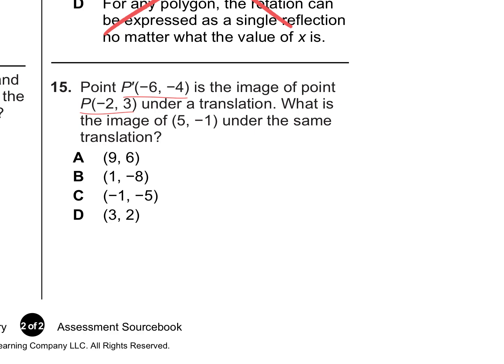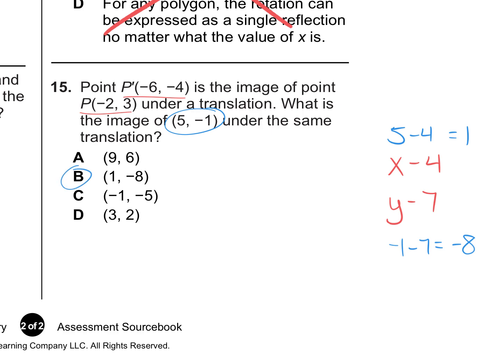How did I get from -2 to -6? X minus 4. How did I get from 3 to -4? Y minus 7. Yep. So then take the coordinate it gave you. What's 5 minus 4? 1. And then we have -1 minus 7. -8. So my answer? B.